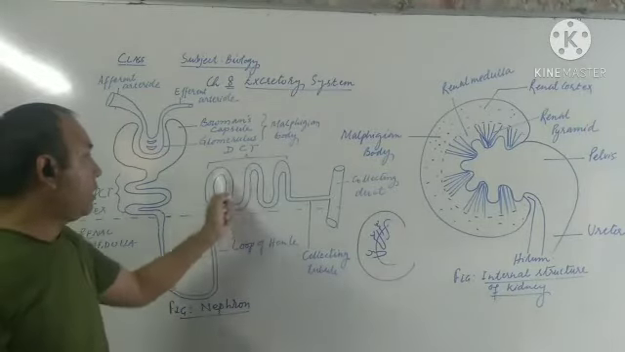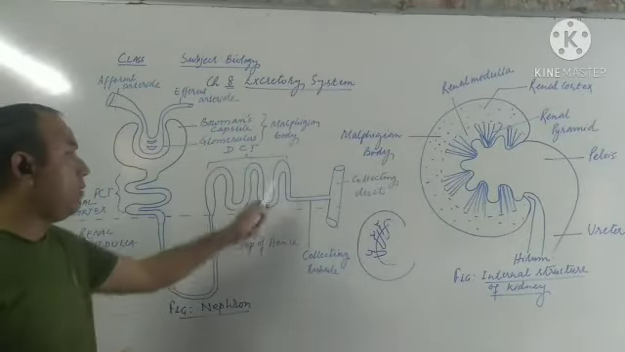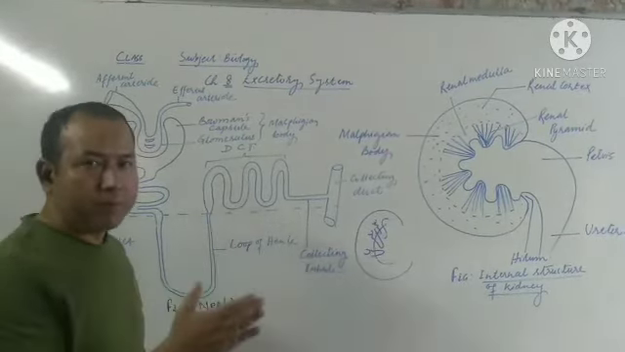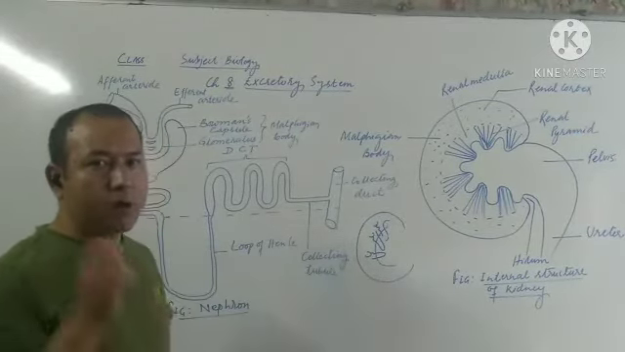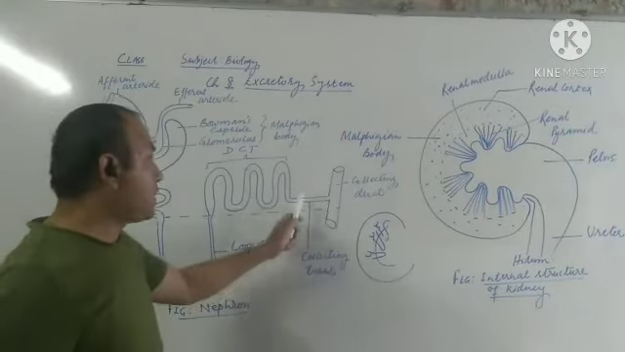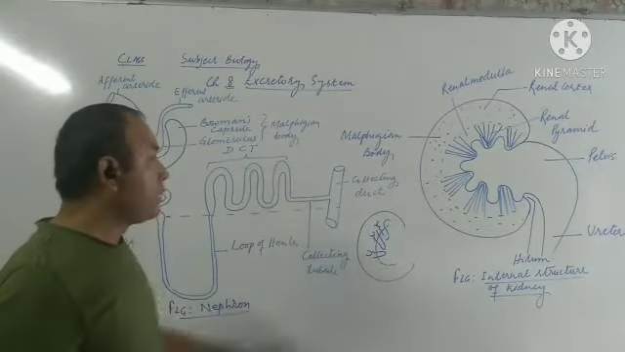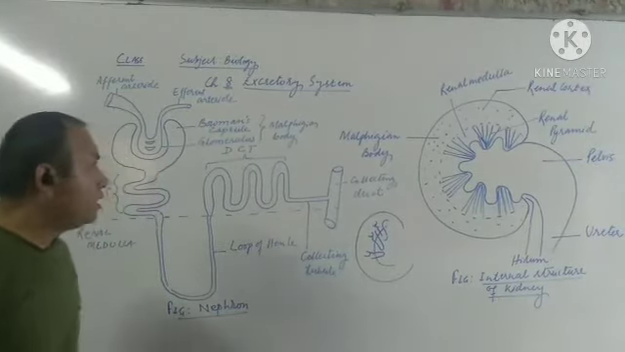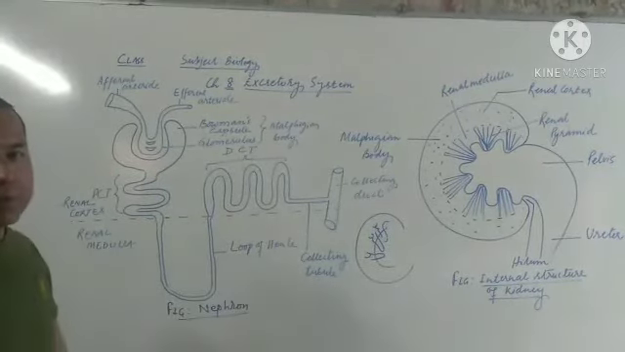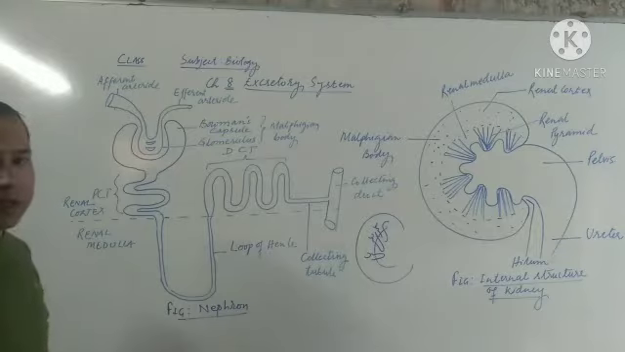And then after getting highly twisted, for some distance it becomes straight, which is the end part of the nephron, a little bit straight. This part is called collecting tubule. This collecting tubule finally opens into the larger duct, which we call the collecting duct. So this is about the different parts of nephron. The diagram you need to practice, it may be asked in the examination.